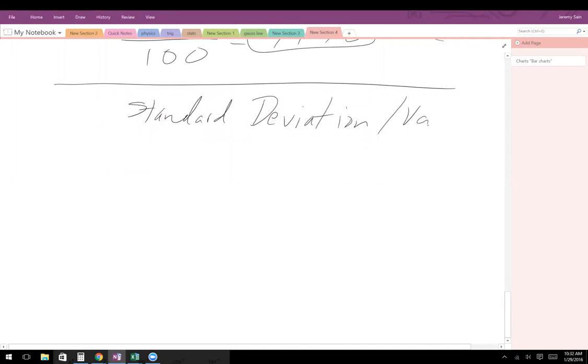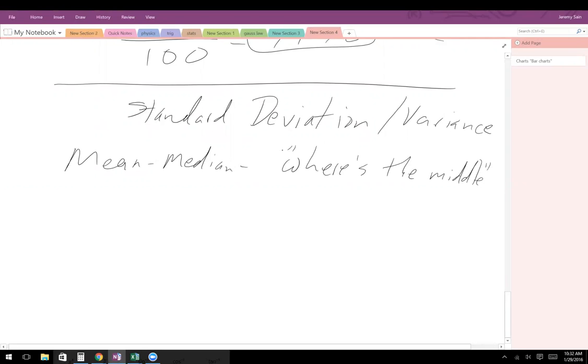So variance is kind of the same thing. Your mean or median is about where the middle is. Your standard deviation and variance are about how spread out the data is away from the middle.